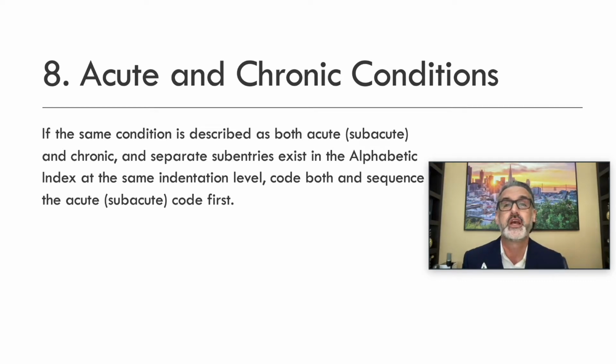When that occurs, we always code the acute first because that's more sudden, it's more recent, and then the chronic code would go second. But again, that's only when we are coding conditions where sometimes we have one code that's acute and chronic, but other times when we don't, we need one code for acute and a second code for chronic. The acute always goes first for the sequencing, followed by the chronic code after that.